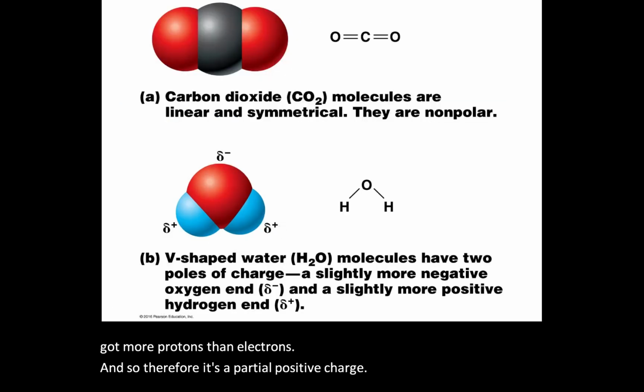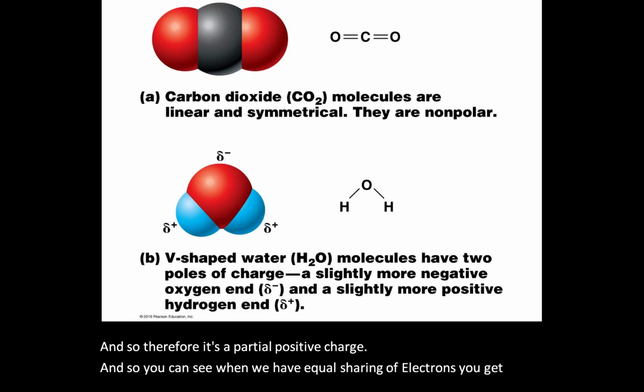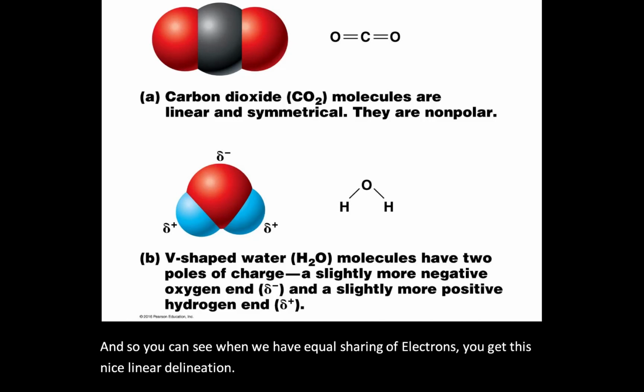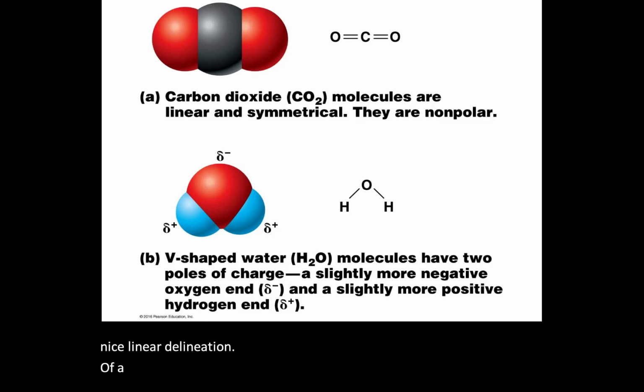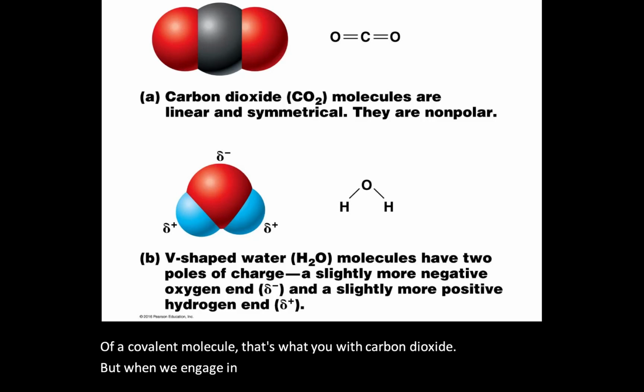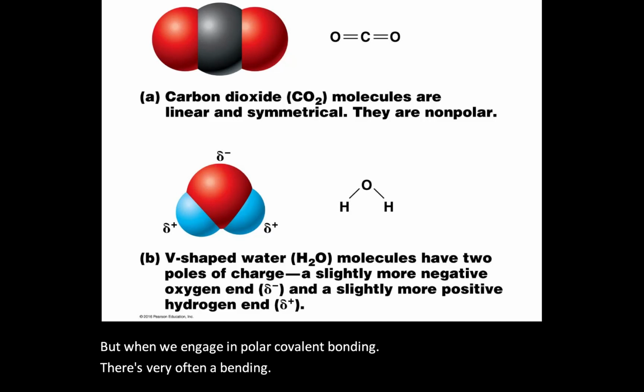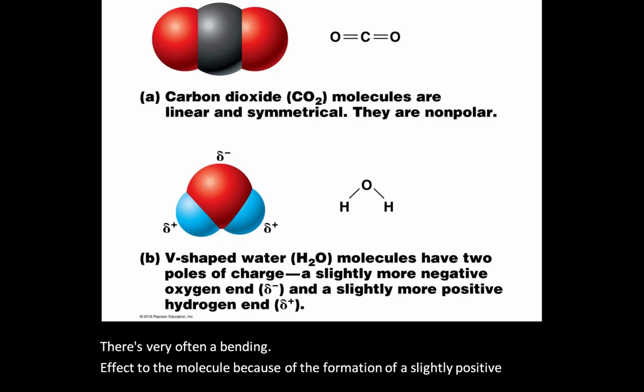And so you can see when we have equal sharing of electrons, you get this nice linear delineation of a covalent molecule. That's what you see with carbon dioxide. But when we engage in polar covalent bonding, there's very often a bending effect to the molecule because of the formation of a slightly positive and slightly negative charge.